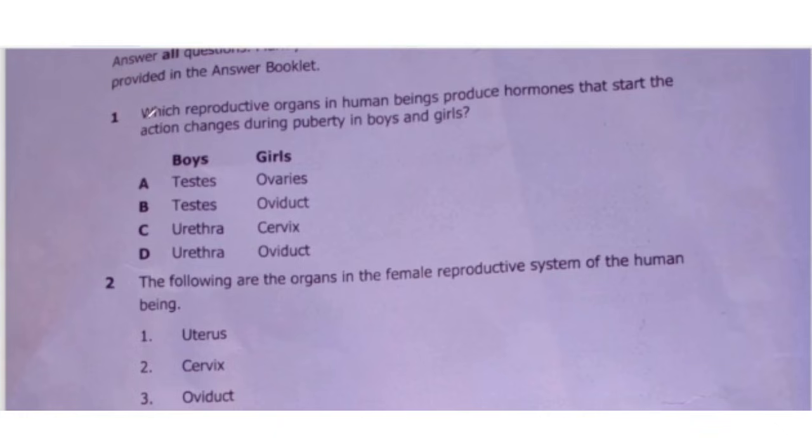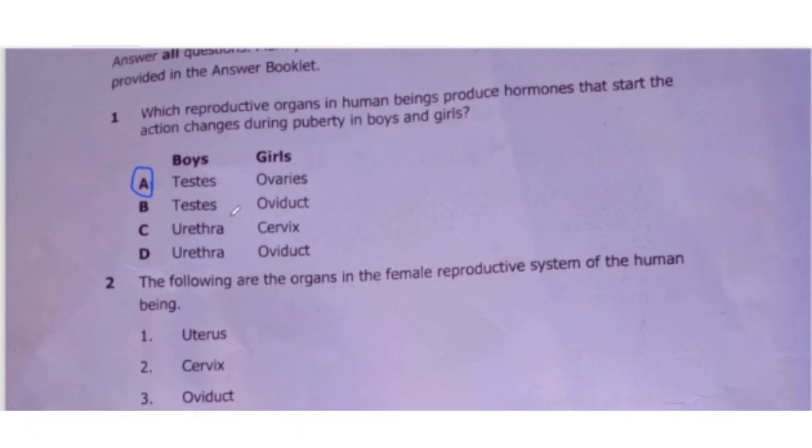Okay, so question number 1 is: which reproductive organs in human beings produce hormones that start the changes during puberty in boys and girls. Okay, so the organs that are responsible to produce hormones in boys is testes, and in girls it's ovaries. So the correct answer is A.